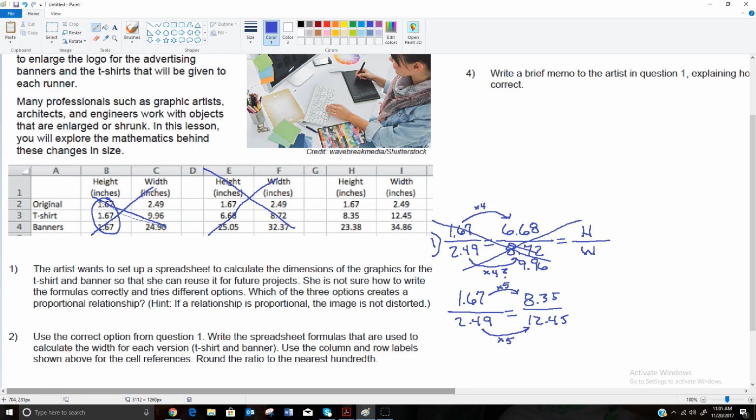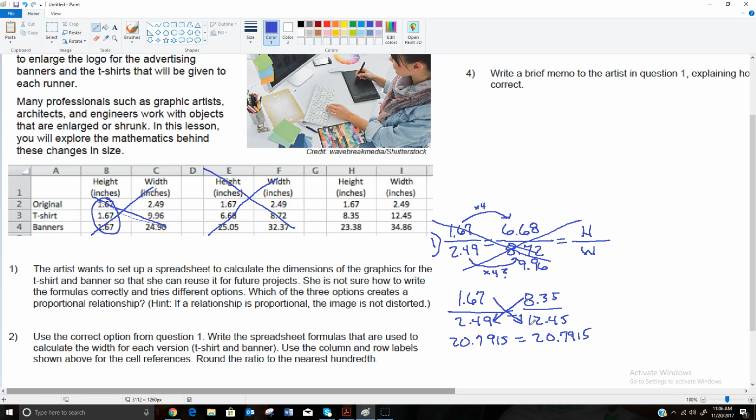The other thing that we can do, and I'm going to go ahead and just get rid of what I wrote here and use the same thing. Instead of checking if it's multiplied by the same thing, I could also cross multiply and see if I get the same number. So if I cross multiply this way and I cross multiply this way, I should get the same thing if they're proportional. So 8.35 times 2.49 gets me 20.7915. And if I take 1.67 times 12.45, I also get 20.7915.